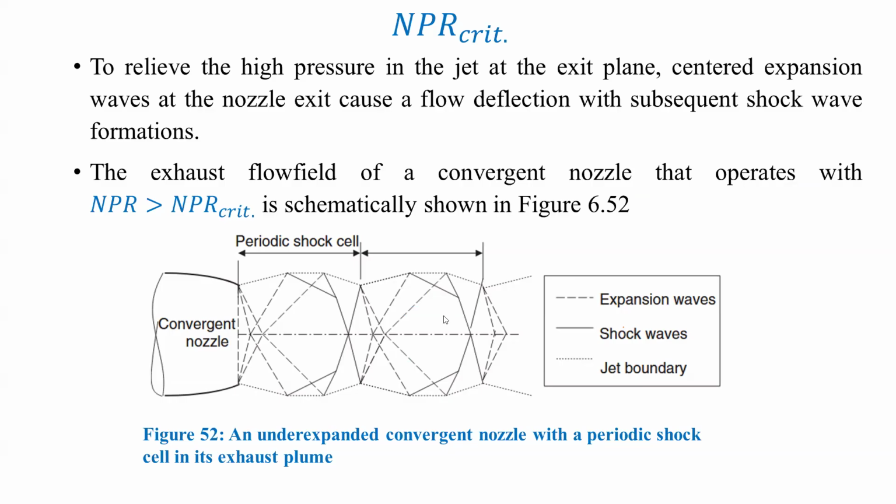The solid line indicates a shock wave. Solid line here, shock wave. This is a shock wave also. These are different shock waves produced. And you can observe other expansion waves; dotted lines indicate expansion waves. So that is what happens in the convergent nozzle, which is an under-expanded convergent nozzle with a periodic shock cell in its exit flow.